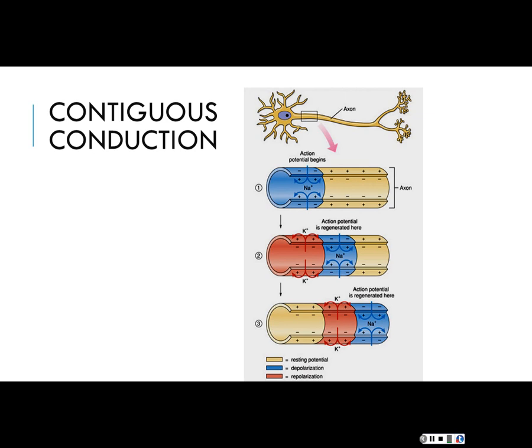So in contiguous conduction, one section of the membrane generates an action potential, goes back to rest, and then the next one progresses from the hillock towards the terminal. We'll pick up what happens at the terminals in chapter 8. But there's no myelin here, and so we would call this contiguous conduction.